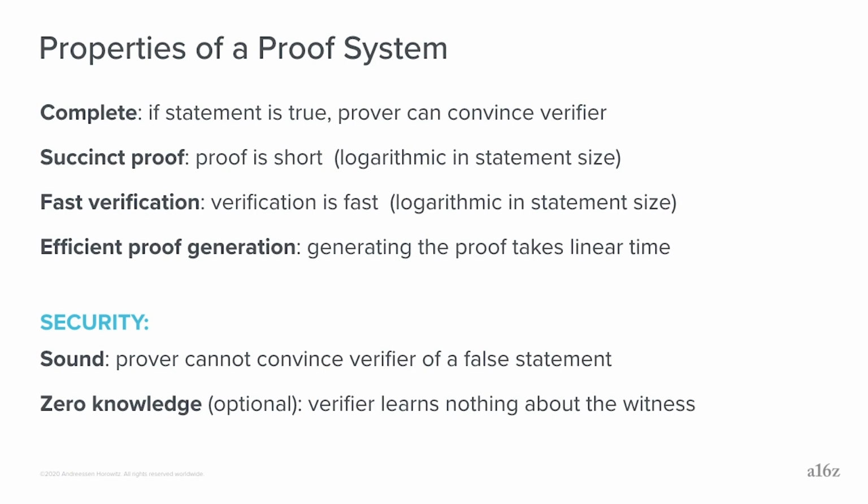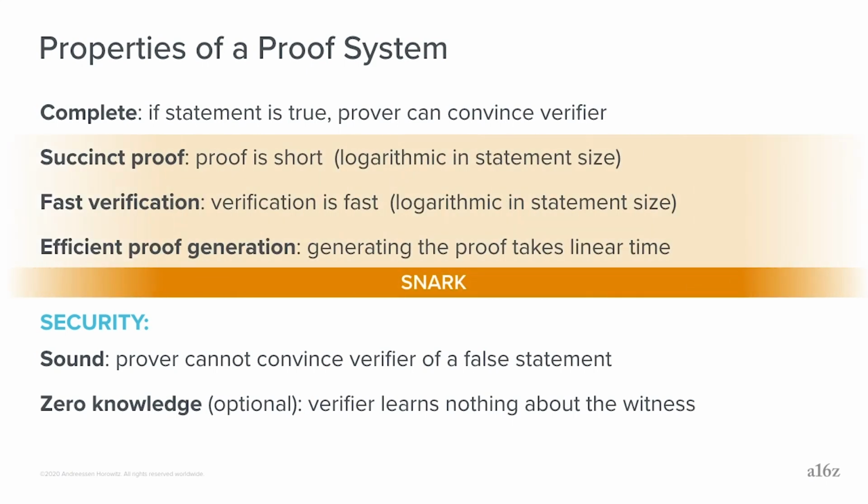If you have all these properties, this is what's called a SNARK. SNARK stands for Succinct Non-Interactive Arguments of Knowledge. Forget that, just remember it's called a SNARK. It's a really, really cool name. Now, it has to have some security properties. In particular, you shouldn't be able to prove a statement that's false. That's called soundness.